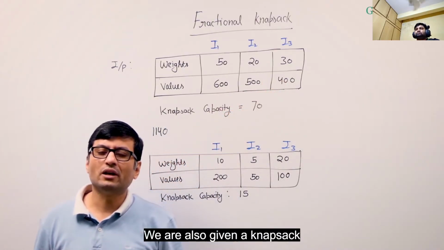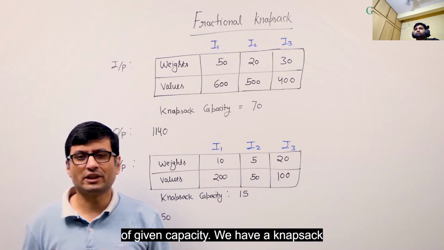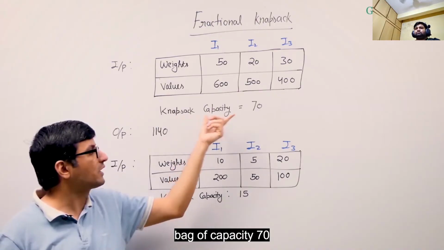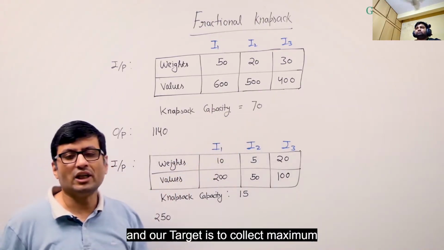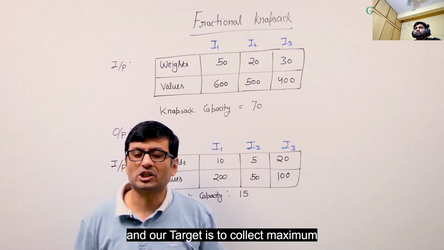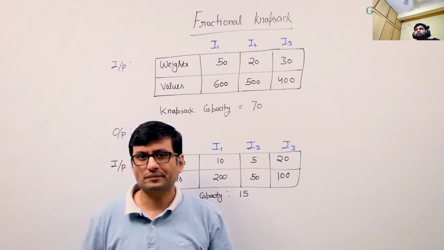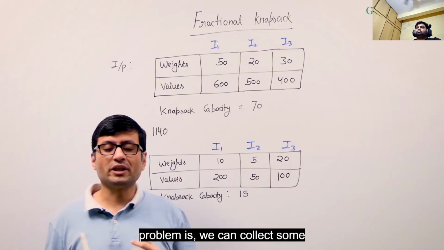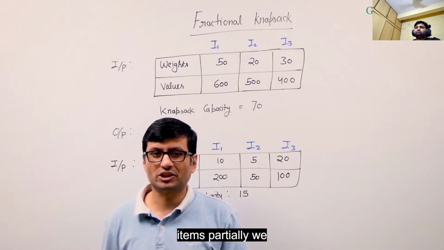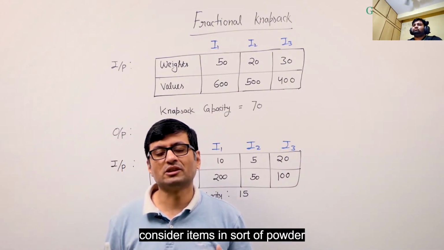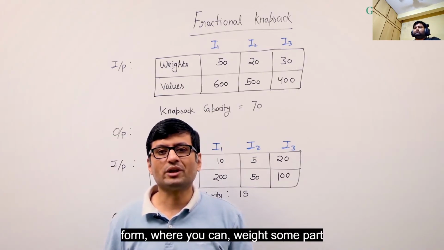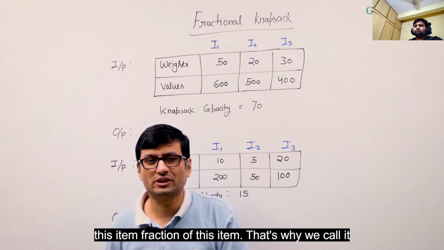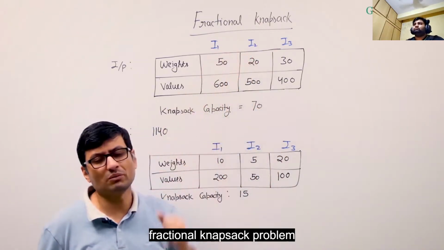We are also given a knapsack of given capacity. We have a knapsack, or in simple words, a bag of capacity 70, and our target is to collect maximum value in the knapsack. And the advantage that we have in this problem is we can collect some items partially. We consider items in a sort of powder form where you can weigh some part of this item and pick some part, a fraction of this item. That's why we call it the fractional knapsack problem.